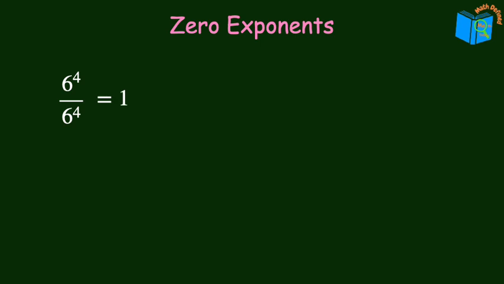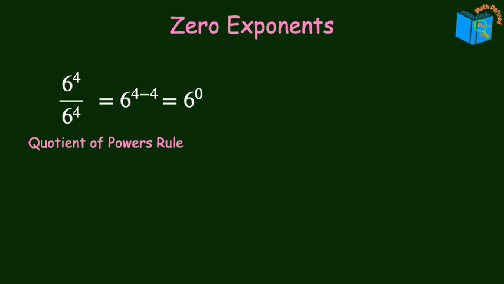Now let's see the math in action. To simplify this fraction, we will use the quotient of powers rule. This rule states that when the bases are the same, we keep the base and subtract the exponents. Subtracting 4 minus 4 results in 6 to the 0 power. But you might be thinking, wait, didn't we just see that 6 to the 4th over 6 to the 4th is equal to 1? Yes, we did. And this is why I chose this example to show you that any value except 0 with a 0 exponent is always equal to 1.